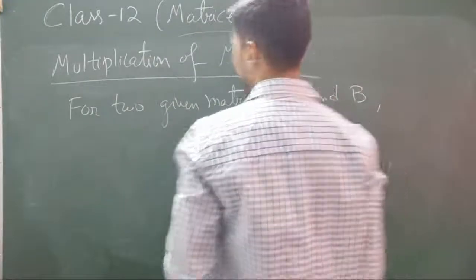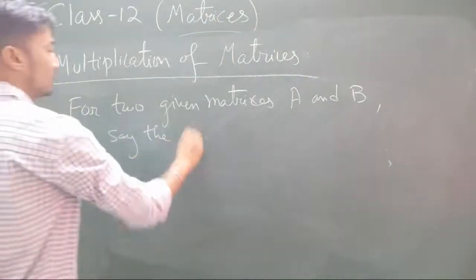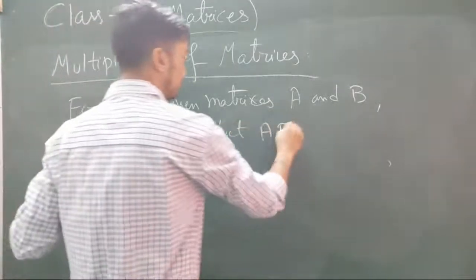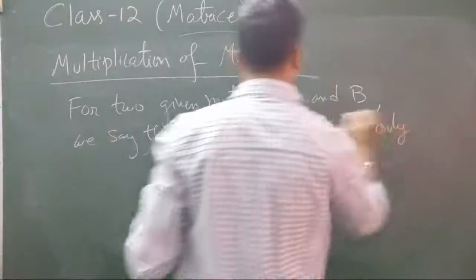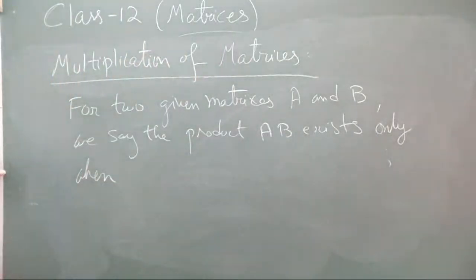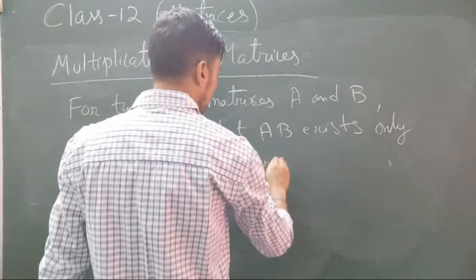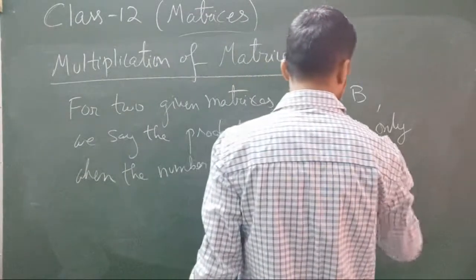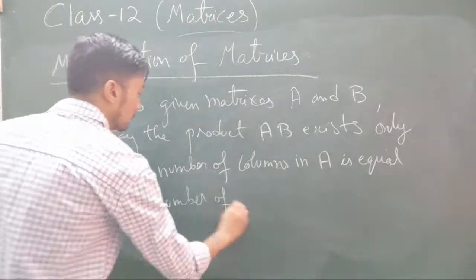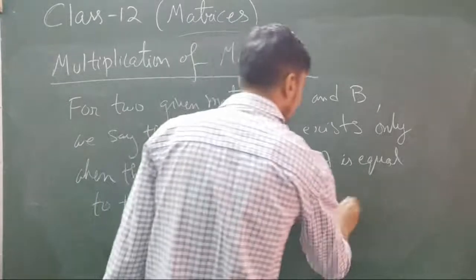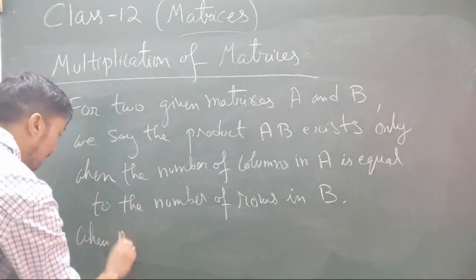The condition is this: for two given matrices A and B, we say that the product AB exists only when the number of columns in A is equal to the number of rows in B.